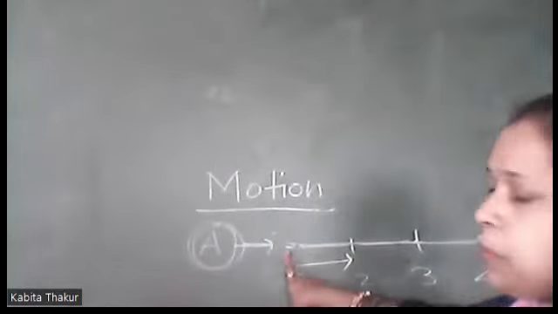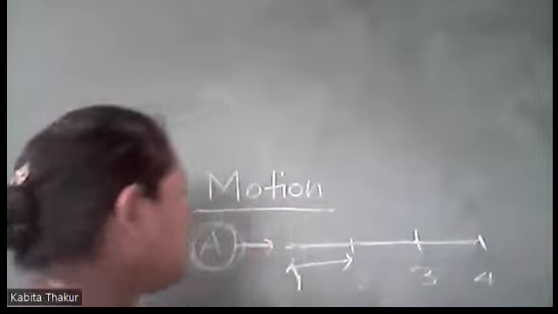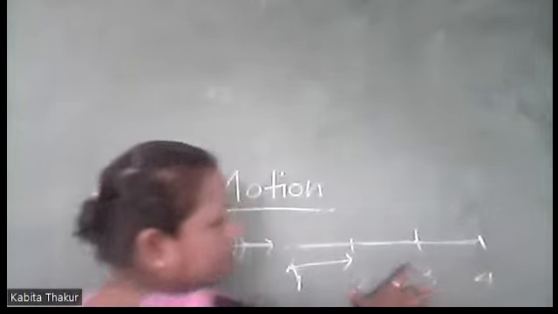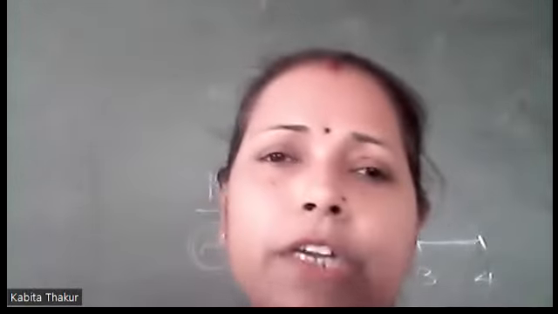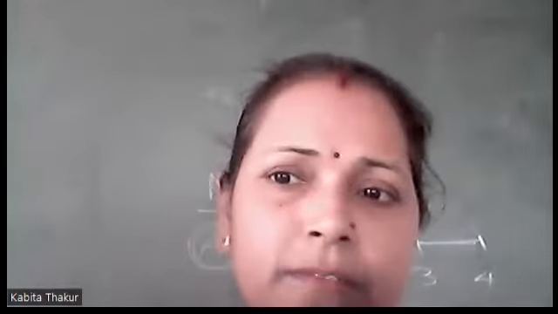This one is our initial position, and this is the final position. The shortest distance traveled from the initial position to the final position. This is the starting place, and this is the final position. This one is the shortest distance which the object is covering, so this is called displacement. In simple words, changing of position of the object is displacement. Why displacement है ना? Changing of position of an object.